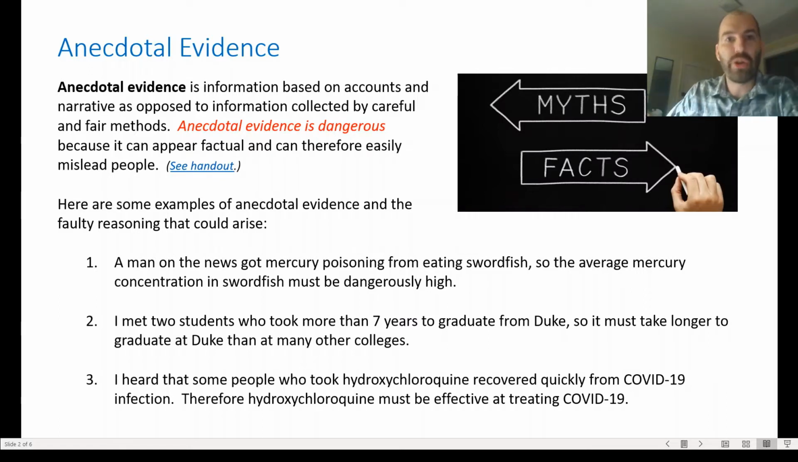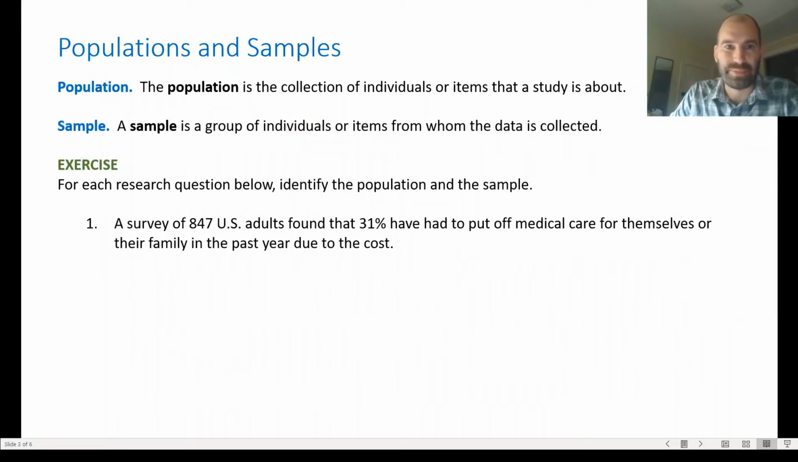Just because we heard these stories doesn't mean that it's true. These are just anecdotal stories. These are just anecdotes, or anecdotal evidence. So these are things we have to be very careful about. So how do we be more careful about this kind of stuff?